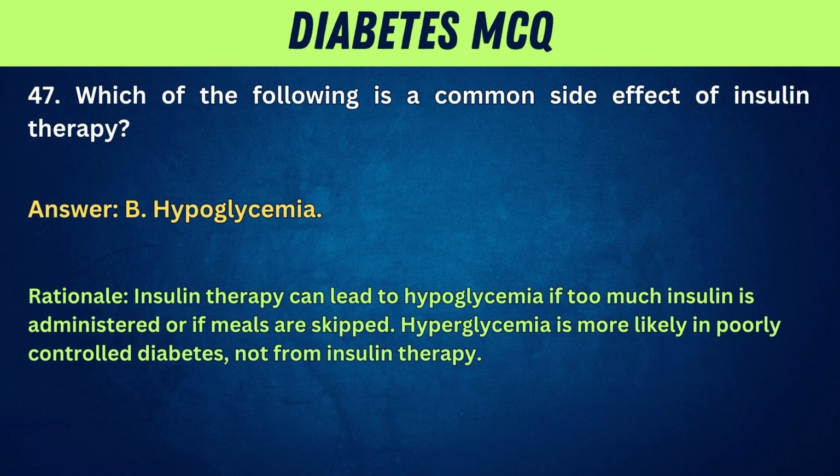Hypoglycemia. Rationale: insulin therapy can lead to hypoglycemia if too much insulin is administered or if meals are skipped. Hyperglycemia is more likely in poorly controlled diabetes, not from insulin therapy.